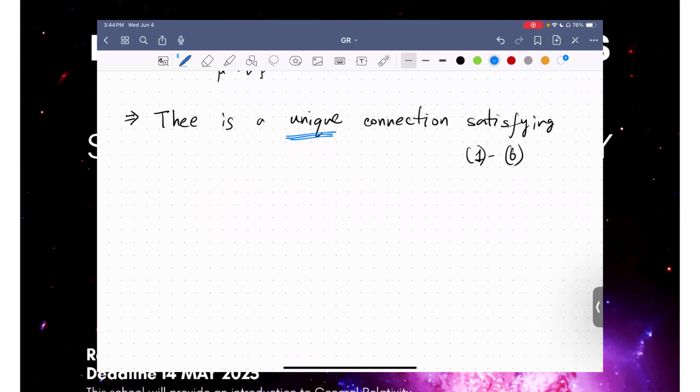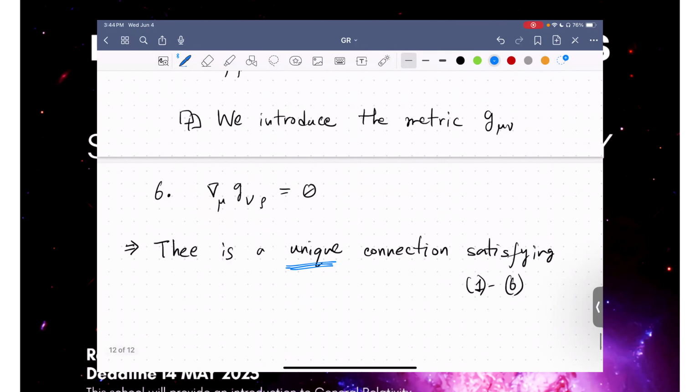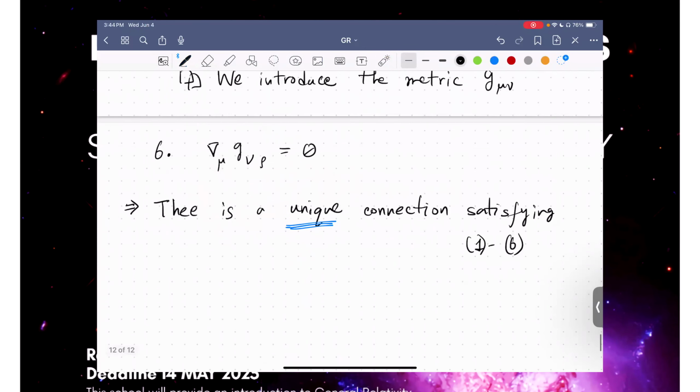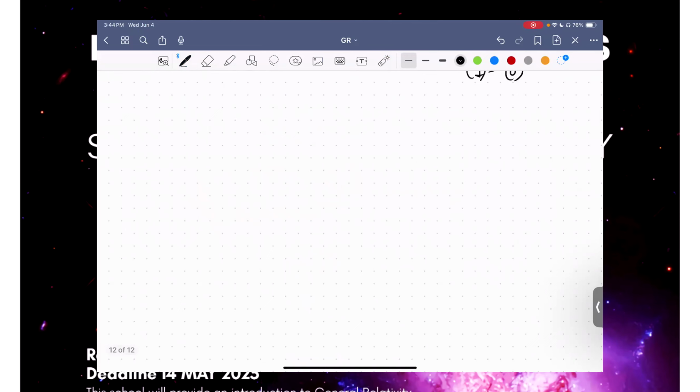For the detail, again, you can look at Sean Carroll, who does this carefully. It's actually a very easy computation. So this is going to be our starting point. So let's start from here. The covariant derivative of the metric vanishes, right? So we have this equals 0.